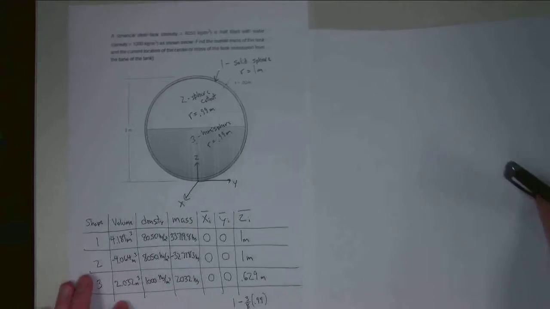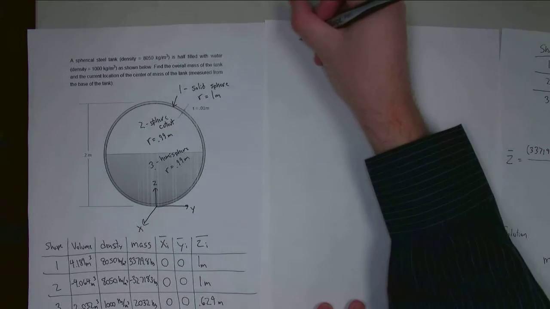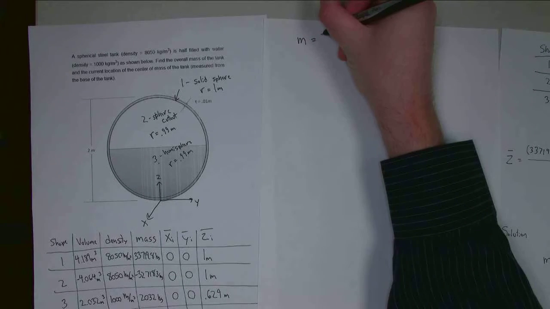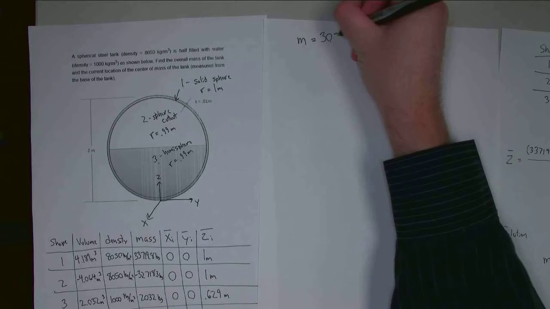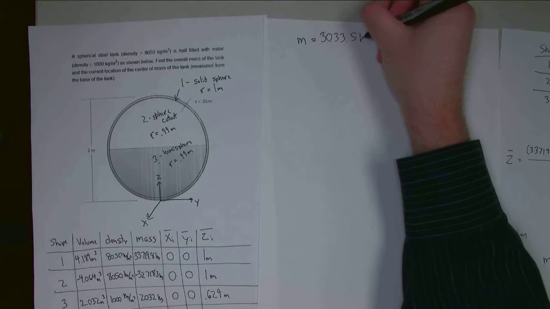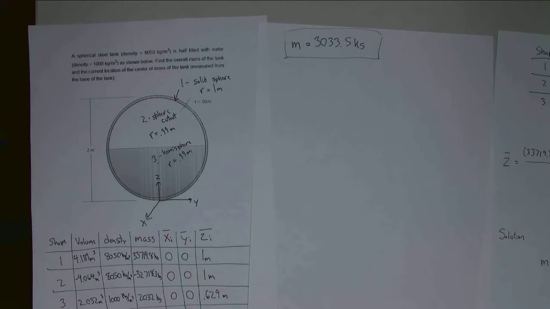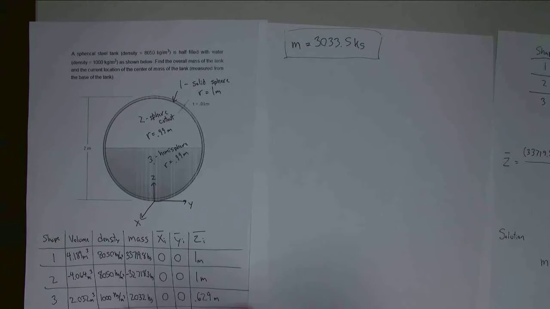And so for the mass, I simply need to add up this column. So 33,719.8 minus 32,718.3 plus 2,032 kilograms. Add those all together. I wind up with a mass of 3,033.5 kilograms. And so I can use that in some of my later calculations as well. Alright, so that's my overall mass. I just added up the mass column.